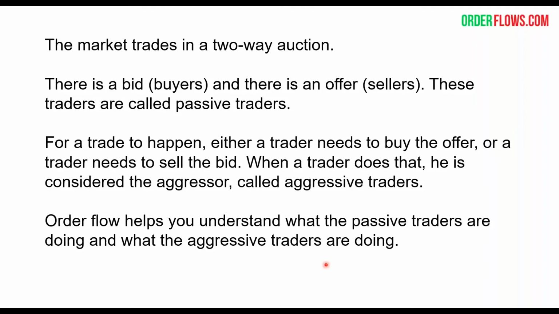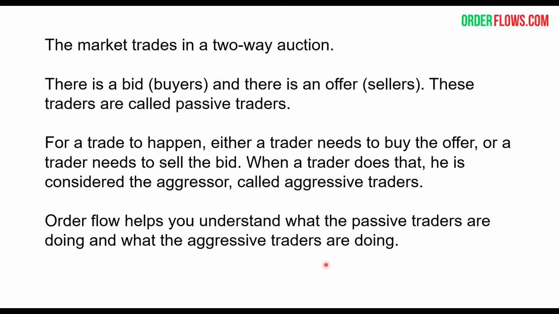So markets trade in a two-way auction. There's a bid, which is the buyers, and there are offers, which are the sellers. And people who work bids and work offers are called passive traders. Now, for a trade to happen, a trader needs to either buy the offer or sell the bid. They need to cross the bid-offer line. And when a trader does that, he's considered the aggressor. These are called aggressive traders.